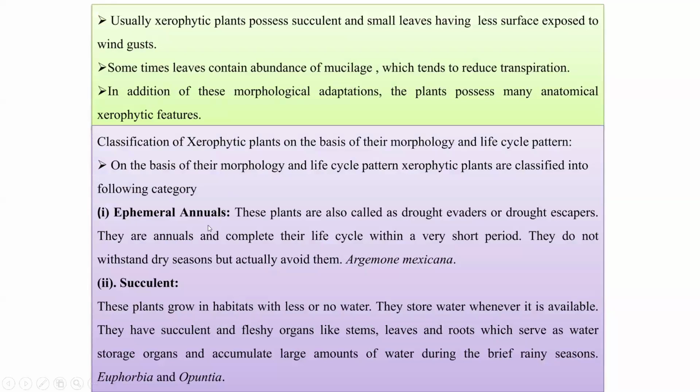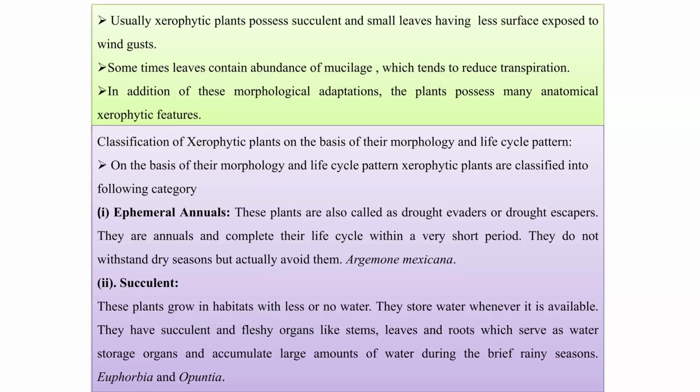Here the ephemeral annuals, these plants are also known as drought evaders or drought escapers. They are annuals and complete their life cycle within a very short period. They do not withstand dry seasons, but actually avoid them. So here the xerophytes are classified into three types. First one is the drought escapers, which complete their life cycle in a very short period.